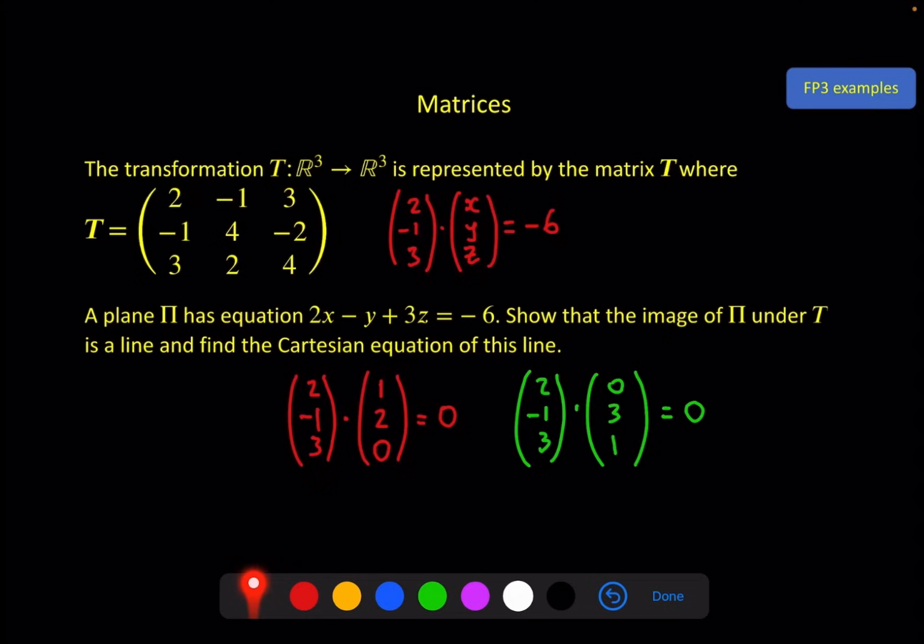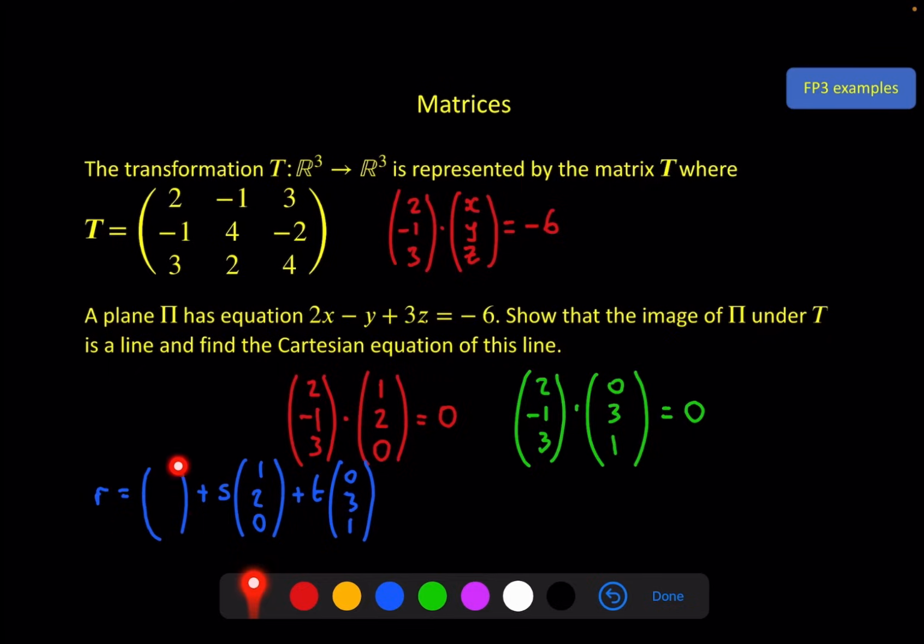So here I've got two vectors that are both perpendicular to the normal, and therefore are parallel to the plane. So I can write my plane equation, r is equal to some point plus s times the first one here, plus t times the second one here.